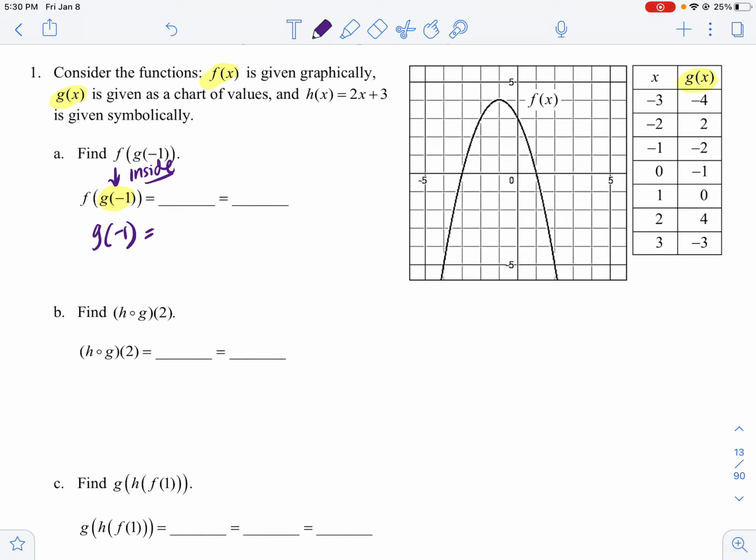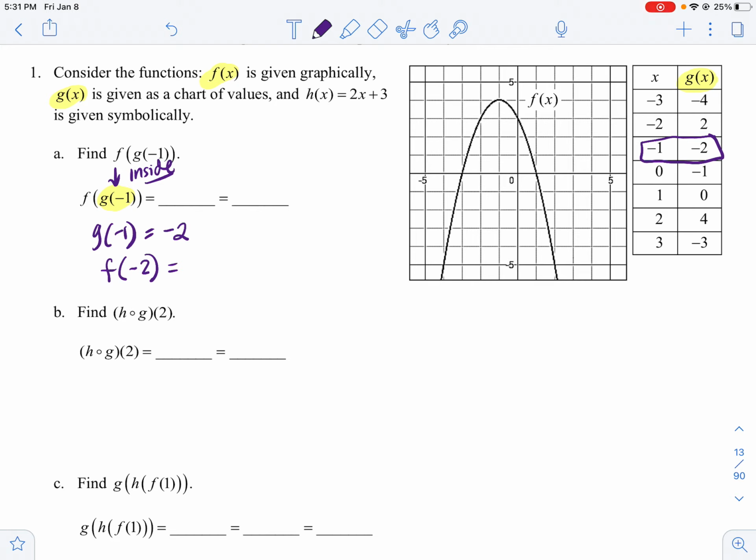So, am I looking at the equation, the graph, or the table? Of course, because we're looking at the function g, we're looking at the table. In the function g, if the x is negative 1, the y is negative 2. So the answer to that is negative 2. So we're left with f of negative 2.